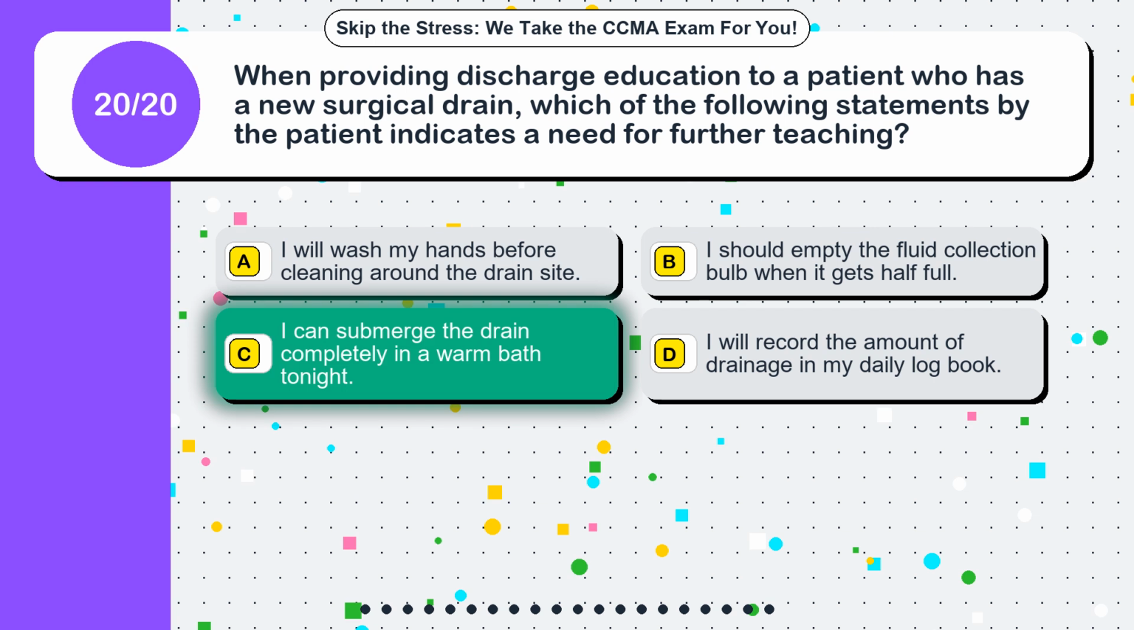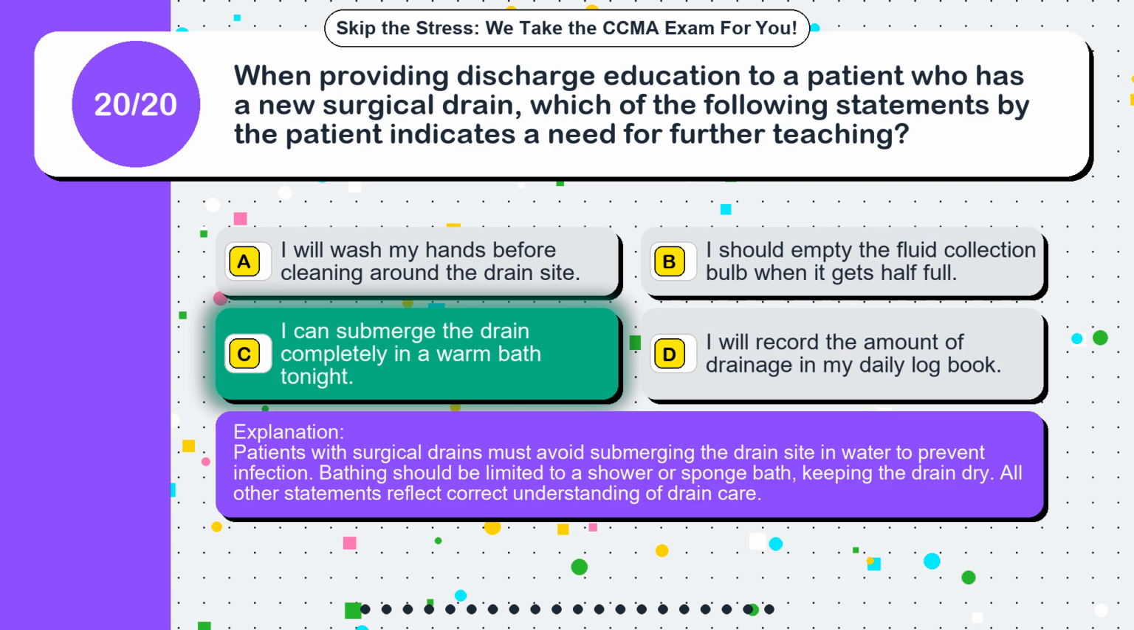I can submerge the drain completely in a warm bath tonight. Patients with surgical drains must avoid submerging the drain site in water to prevent infection. Bathing should be limited to a shower or sponge bath, keeping the drain dry. All other statements reflect correct understanding of drain care.